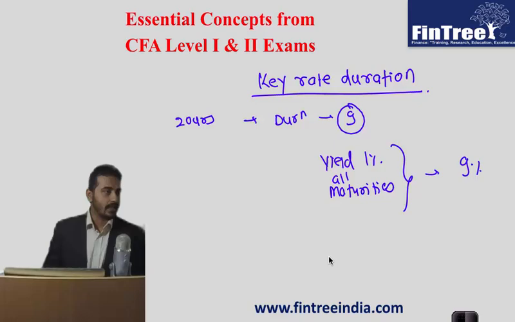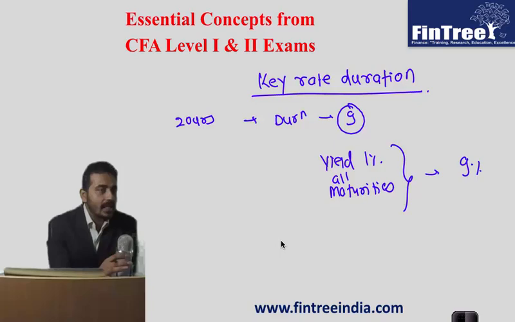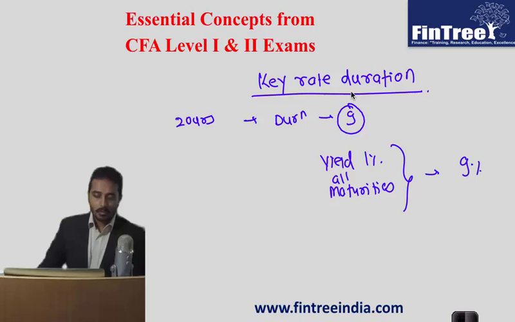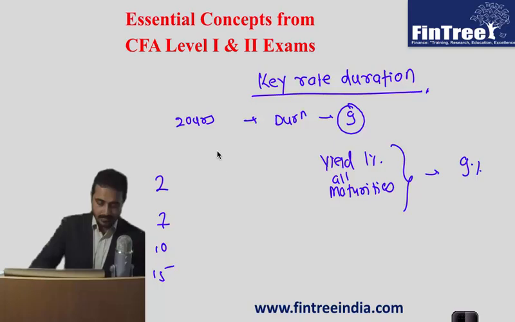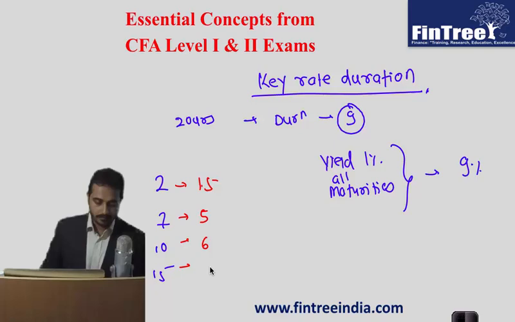But then we know in a real world scenario, it is very unlikely that yield will change by the same magnitude for all the maturities. So what key rate duration will tell you is the sensitivity of your bond price to the change in yield for a particular maturity, right? So you can have certain important key rates. For example, you can have 2, 7, let's say 10 and 15. Let's say these are your defined key rates. Let us say your key rate duration for year 2 is 1.5, for year 7 is 5, year 10 is 6, and year 15 is 12. And then how do you read this? Oh, this is too high though.